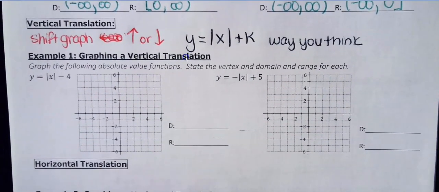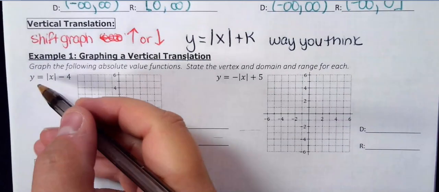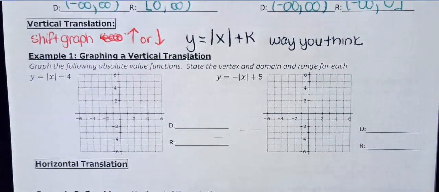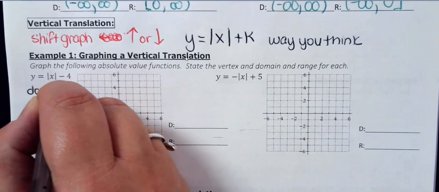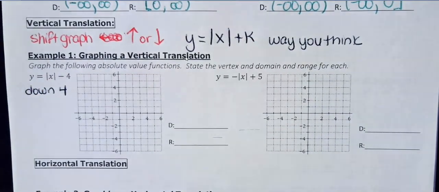Now, we're not going to do tables for all these. We're just going to do the vertex, and then we're just going to do a slope for either side. So I'm going to show you how to do that here. The first example I have for vertical translation is y equals the absolute value of x minus 4. Outside the absolute value is going to shift it up or down the way you think. So I see that minus 4. So the shift here is going to be down 4.